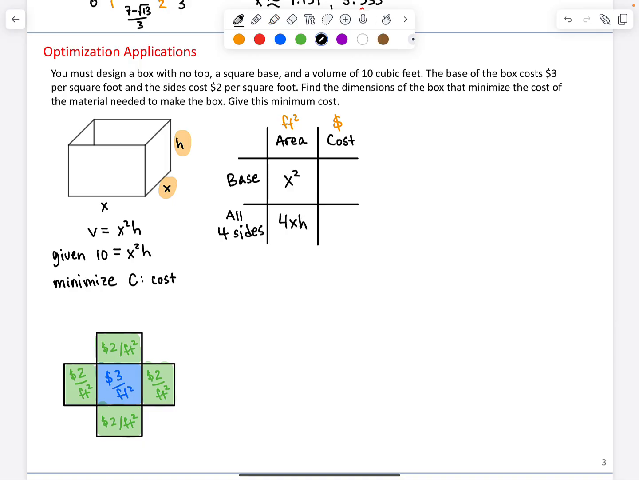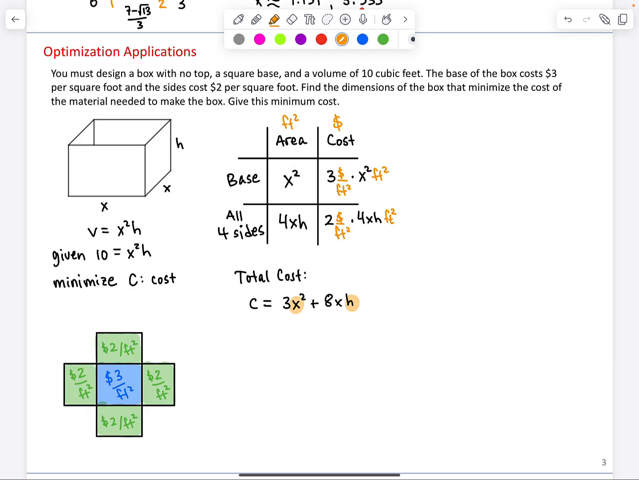Now the cost for the base is $3 per square foot times x squared square feet. So simply 3x squared measured in dollars. And the cost of all 4 sides would be $2 per square foot times 4xh square feet. In other words, 8xh dollars. So our total cost will be C equals 3x squared plus 8xh. Currently, our cost is dependent on both x and h.